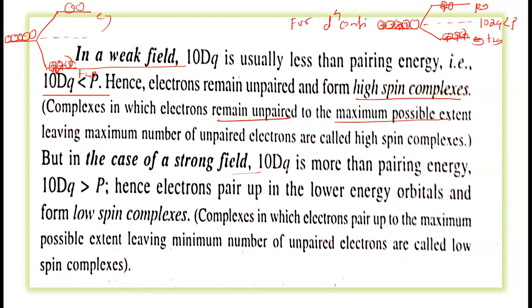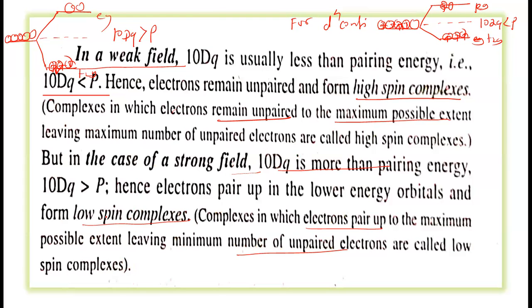So in the presence of a strong ligand field, 10 Dq is more than the pairing energy. This energy gap will be greater, so the electrons can be paired up in the lower t2g orbitals. Hence the electrons pair up in the lower energy orbitals, and it will form a low spin complex. What is a low spin complex? Complexes in which electrons pair up to the maximum possible extent, leaving a minimum number of unpaired electrons. So in a low spin complex, the number of unpaired electrons is very small. Mostly the electrons are paired. So in the presence of a strong ligand field, as 10 Dq is more than the pairing energy, the complexes which are formed are called low spin complexes.